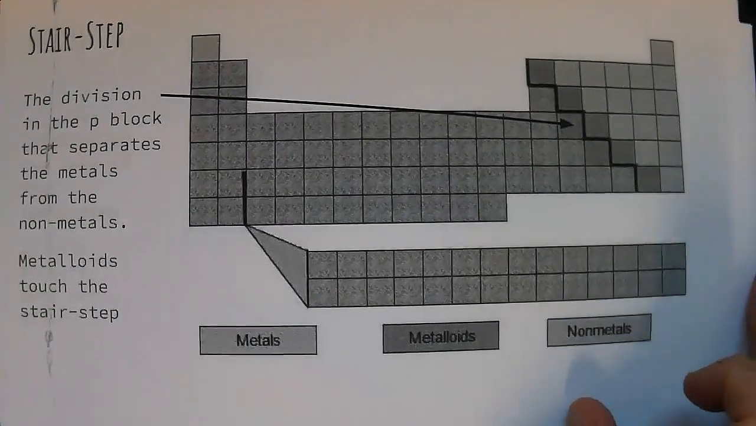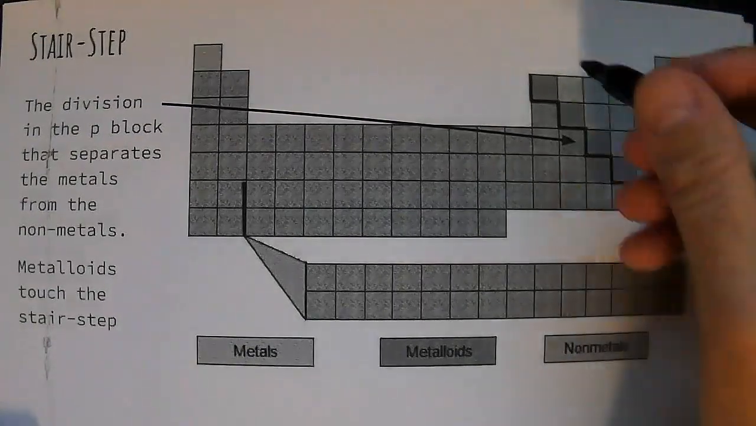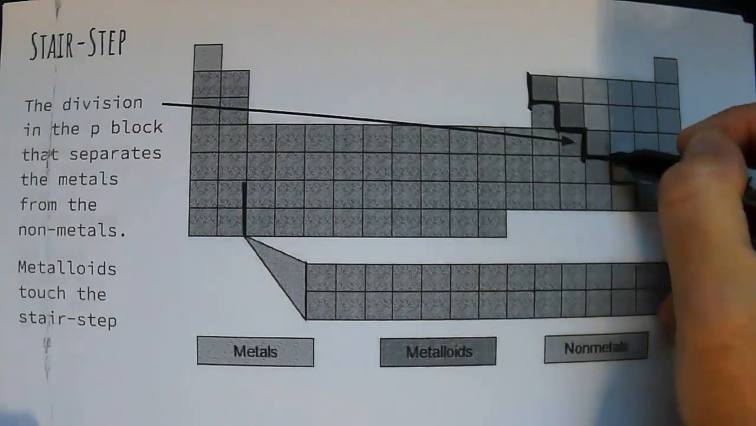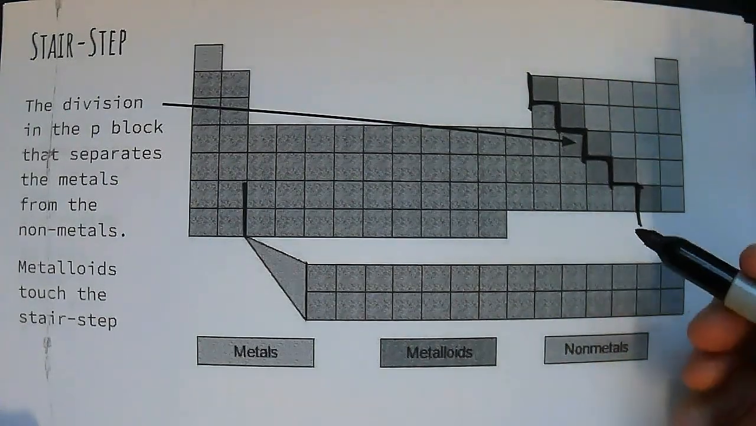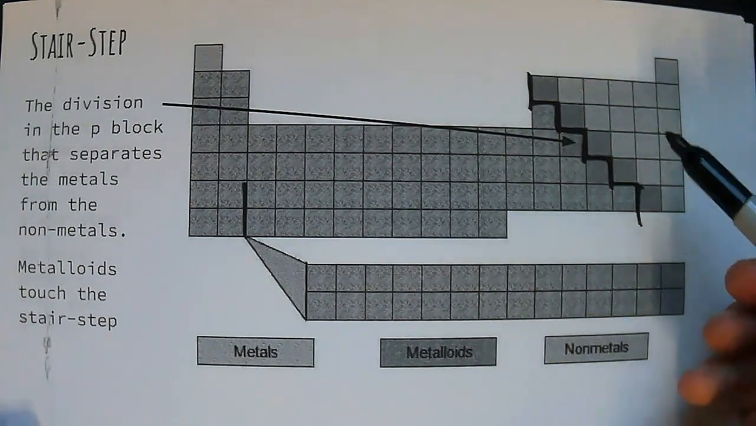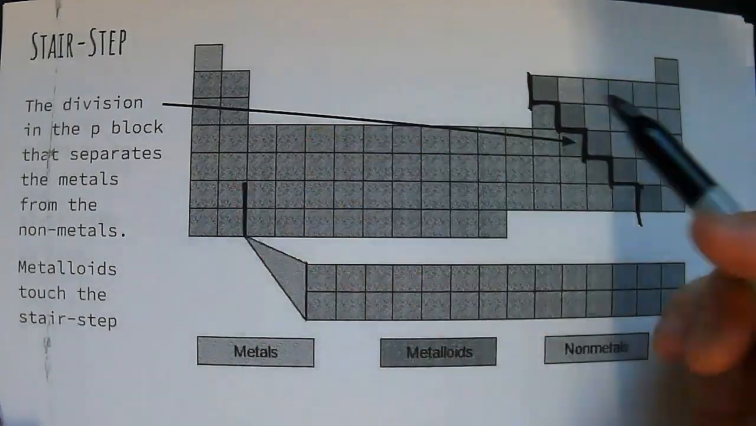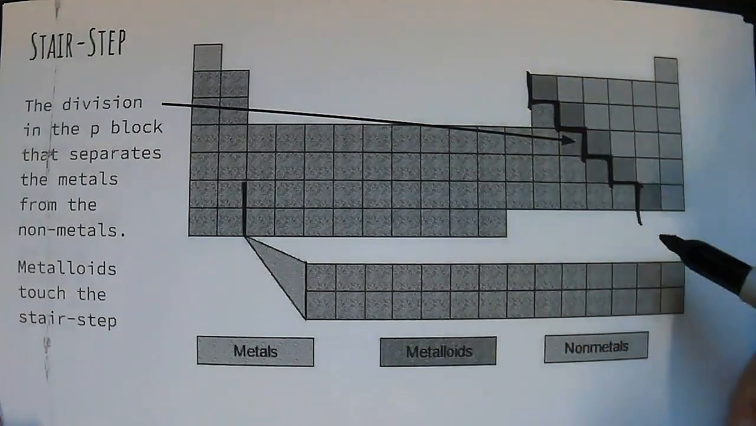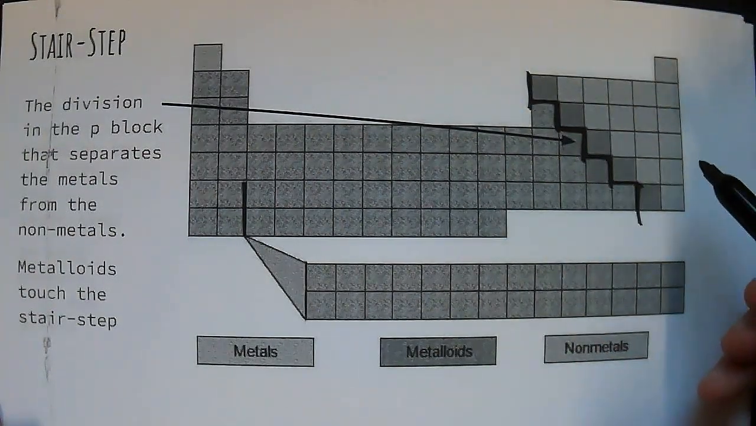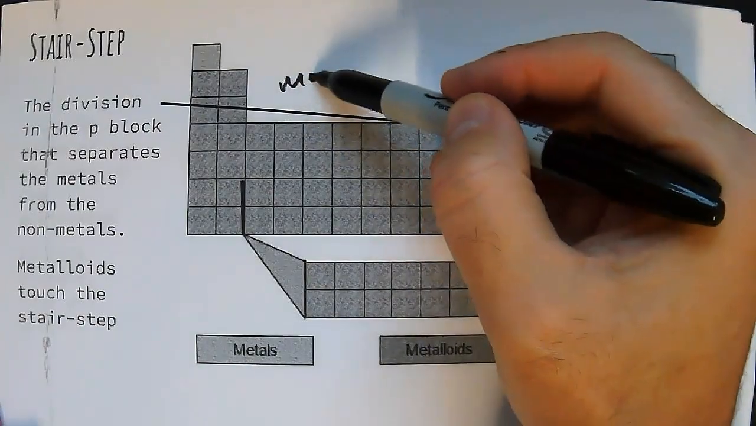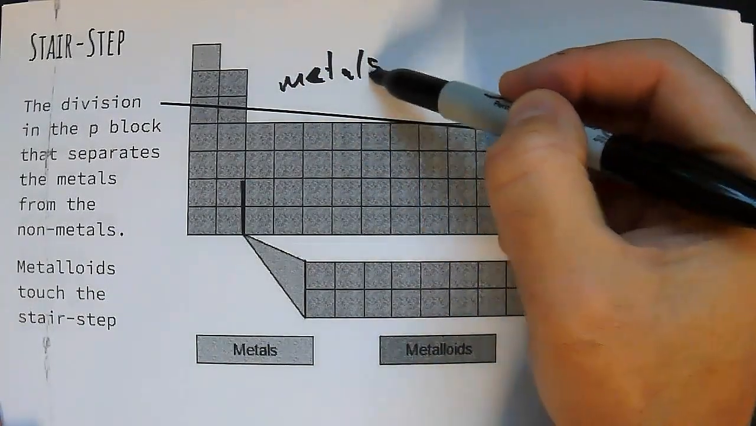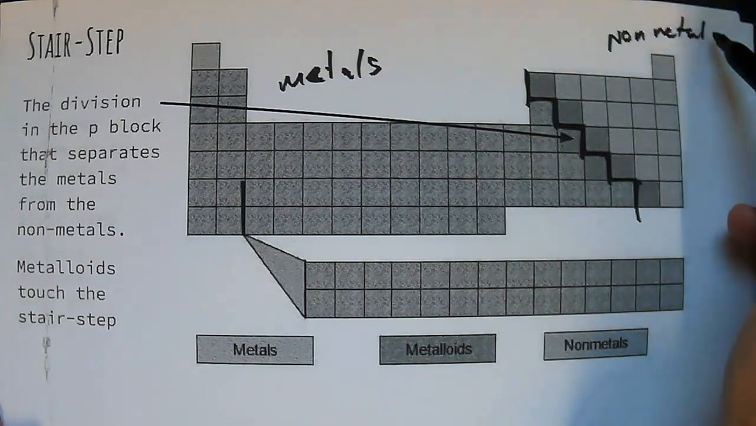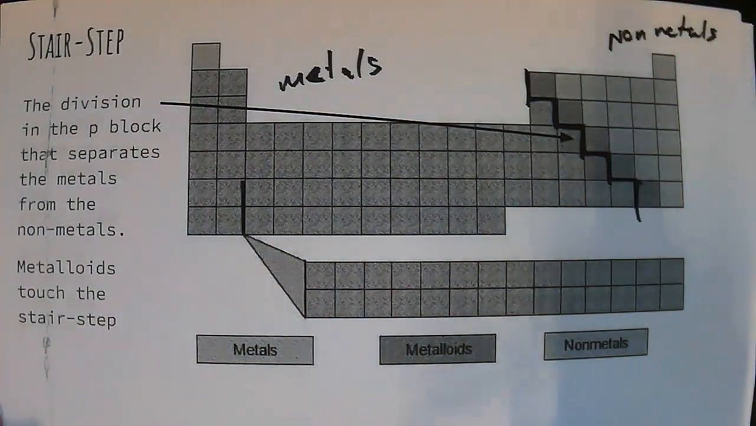Okay. Then another way we divide up the periodic table is with this guy. It looks like a set of stairs, so we call that the stair step. It's a division, and I would say half, but it's not half. It divides the periodic table into 2 distinct sections. This side is our metals, and this side is non-metals.